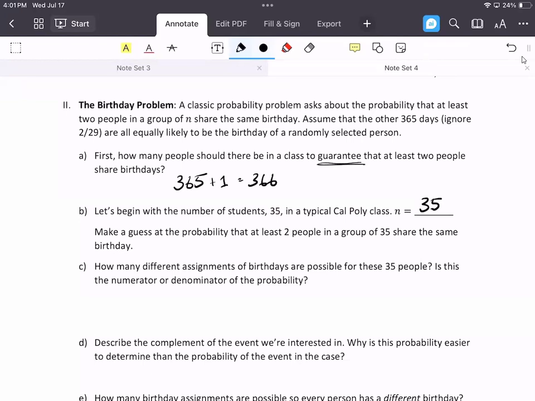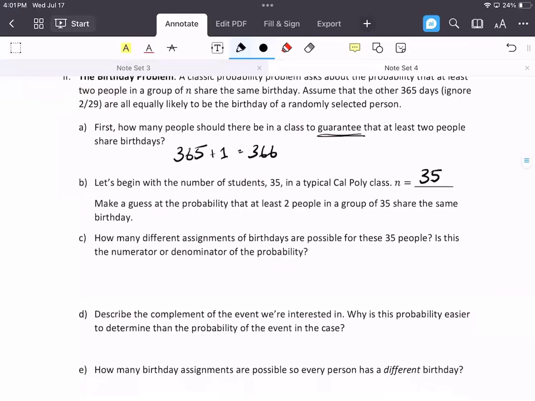I would guess, I don't know, 5%. It doesn't seem like it would be that likely. Obviously, on an exam, by the way, I would not have you guessing. This is just to get us thinking about this. So it seems like there's 365 days, so it would be fairly unlikely that two people would share a birthday.